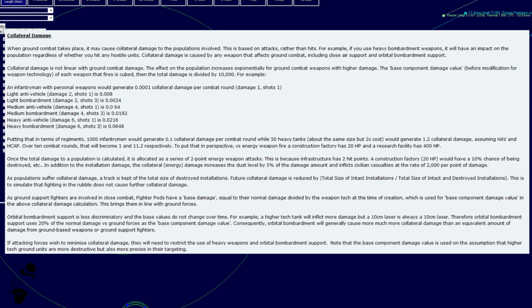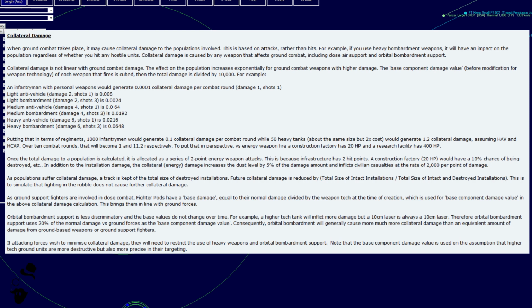Putting that in terms of regiments, 1,000 infantrymen would generate 0.1 collateral damage per combat round, while 50 heavy tanks, about the same size but twice the cost, would generate 1.2 collateral damage. Assuming heavy armored vehicle and HCAP, over 10 combat rounds, that will become 1 and 11.2 respectively. To put that in perspective, versus energy weapon fire, a construction factory has 20 hit points and a research facility has 400 hit points.